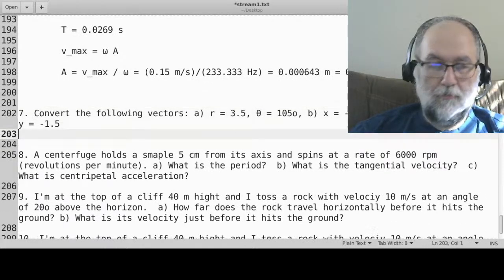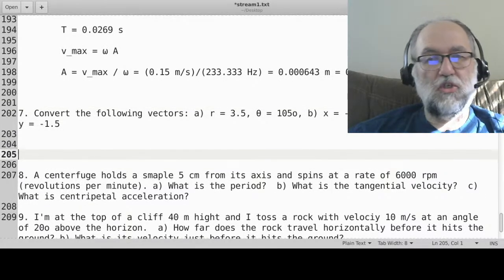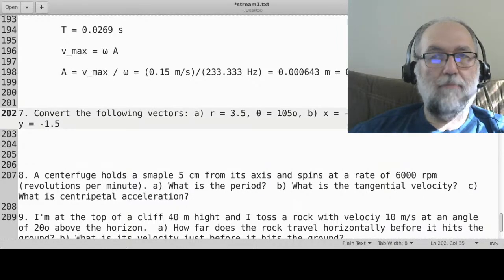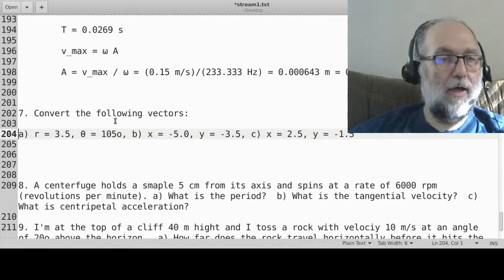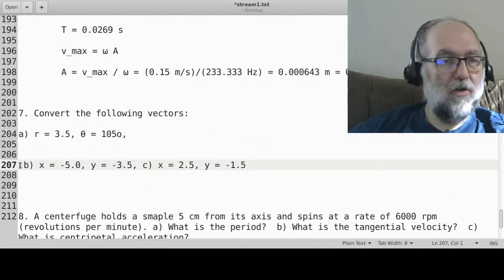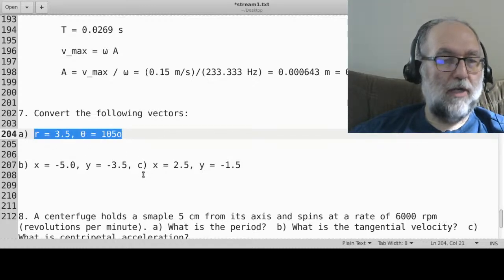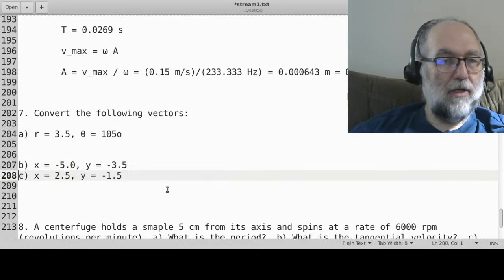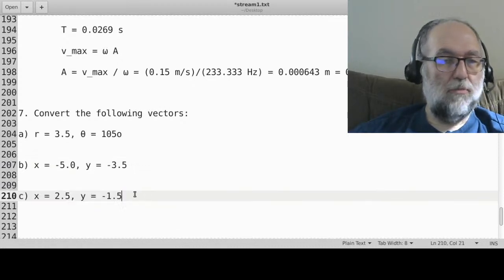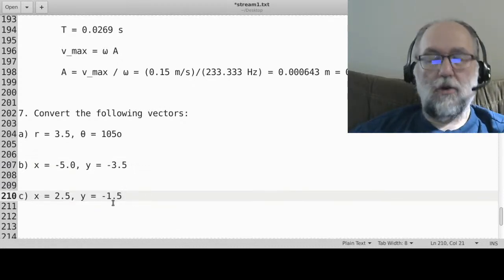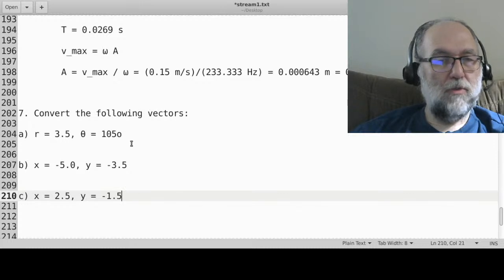Okay. All right, so question number 7 is just 3 conversions of vectors. So this first one, let's separate them apart here. The first one is convert from polar to Cartesian. The second one is going to be Cartesian to polar, and the third one is Cartesian to polar. The Cartesian to polar is the harder, okay? So that's why we'll do it that way.